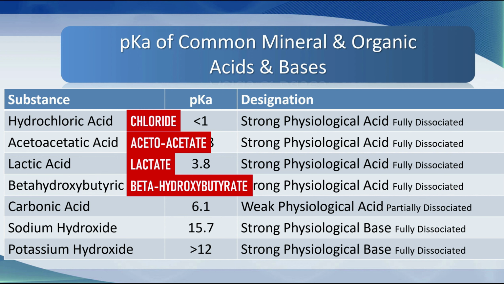Carbonic acid has a pKa of 6.1. That makes it a weak physiological acid. It is partially dissociated, and the dissociated component is known as bicarbonate.